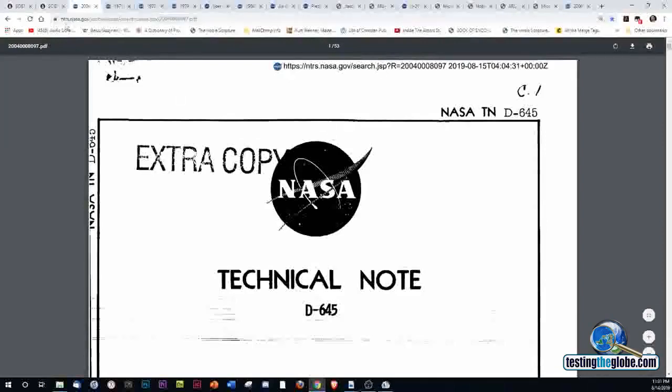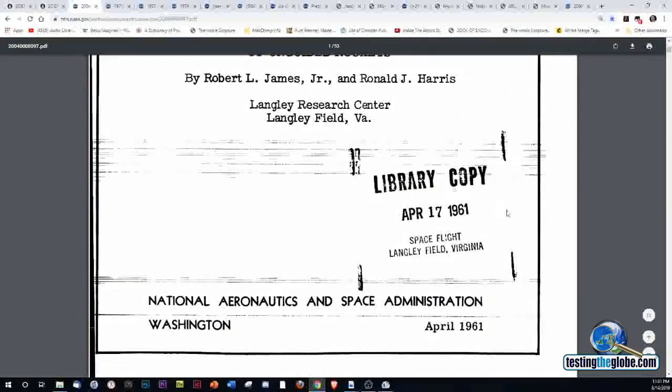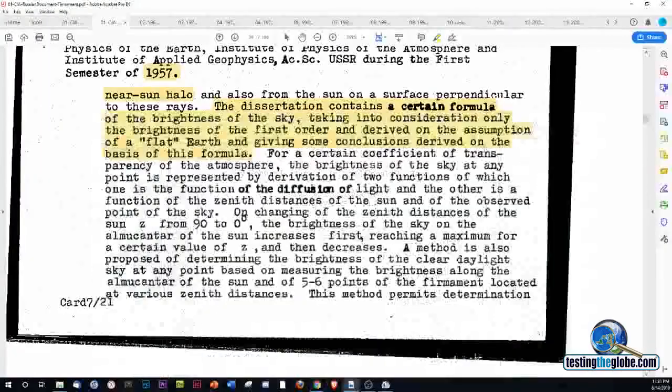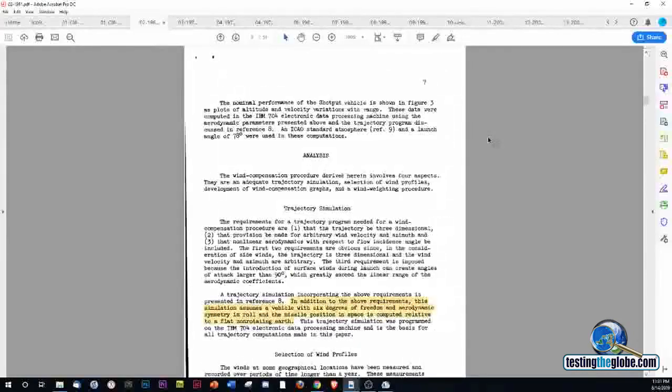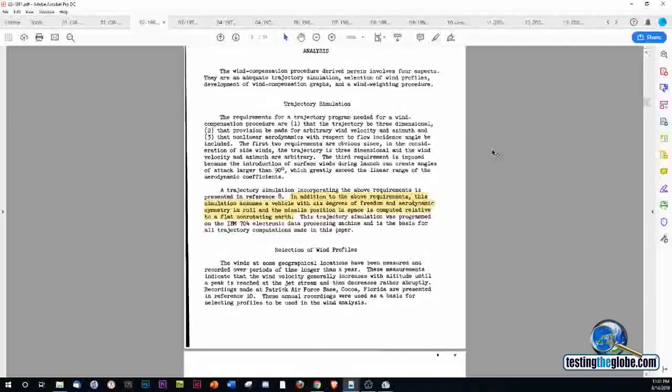Looking at this ntrs.nasa.gov document here, dated April 17th, 1961. Go back to Acrobat, looking at this document from 1961, and it says a trajectory simulation incorporating the above requirements is represented in Figure 8. In addition to the above requirements, this simulation assumes a vehicle with 6 degrees of freedom and aerodynamic symmetry in roll, and the missile position in space is computed relative to a flat non-rotating Earth. So they're checking out missile position in space computed relative to a flat, non-rotating Earth.